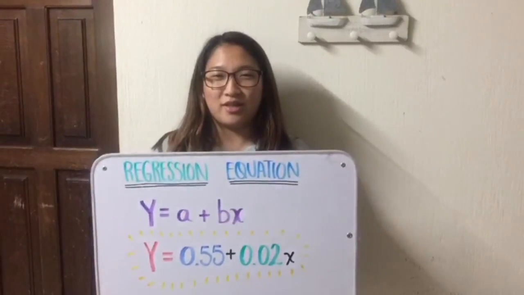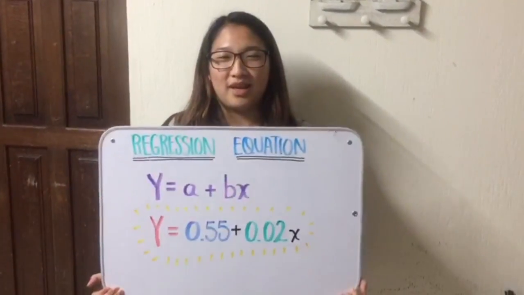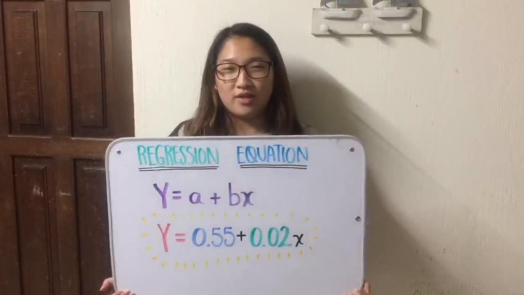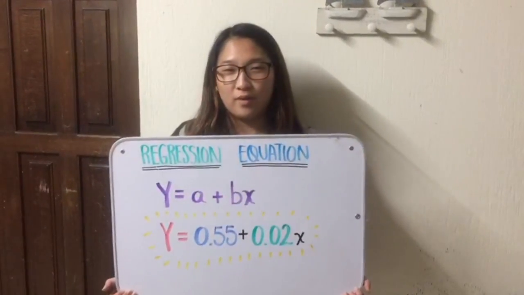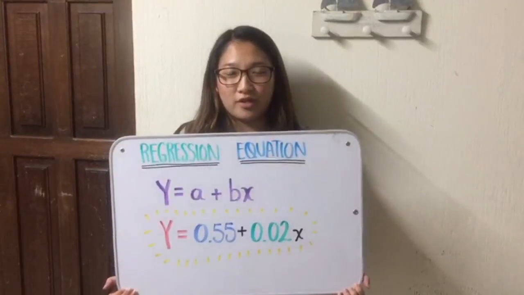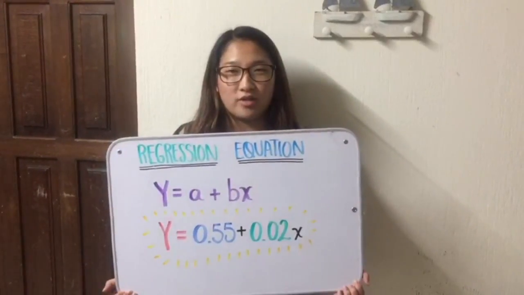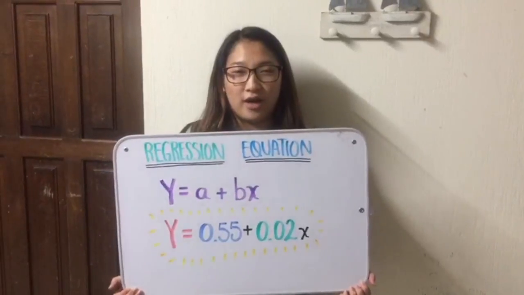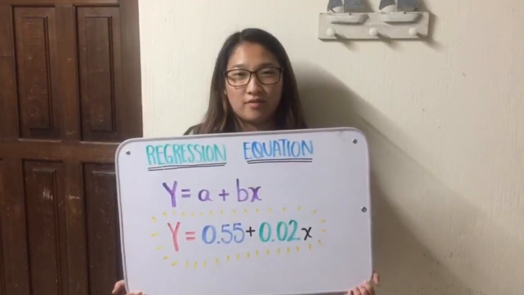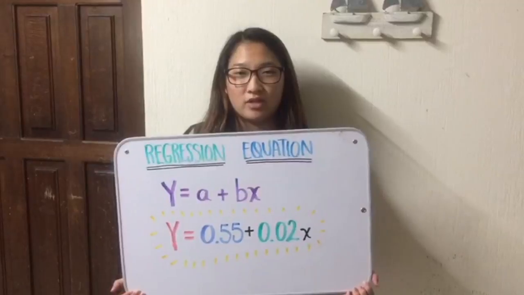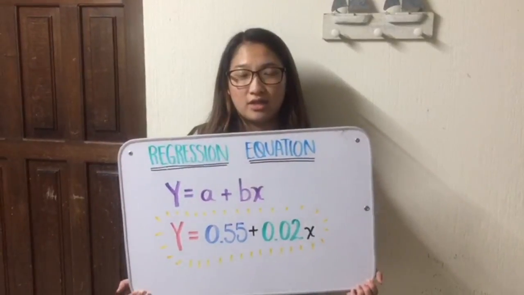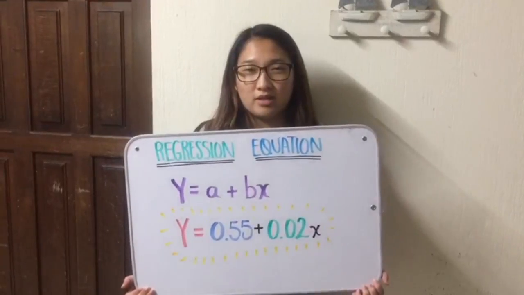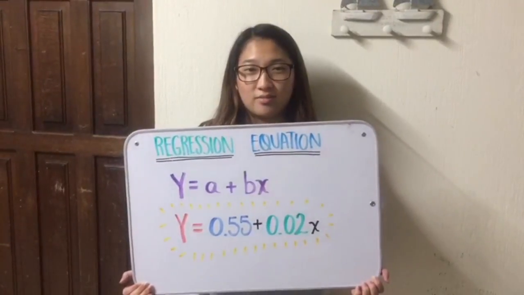The regression equation is y equals a plus bx, where we can insert a value in x, the independent variable, to find out y, the dependent variable. In this experiment, the regression equation was y equals 0.55 plus 0.02x. So for every centimeter we add to the length of the pendulum, the period increases by 0.02 seconds. And when nothing is added to the length of the pendulum, the period is 0.55 seconds.